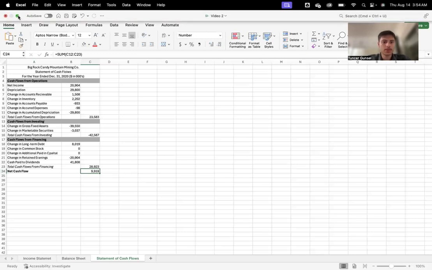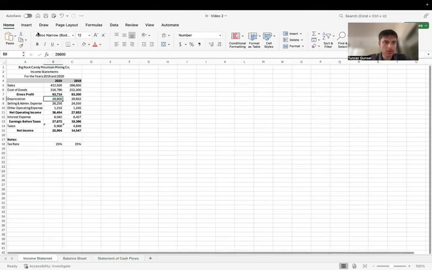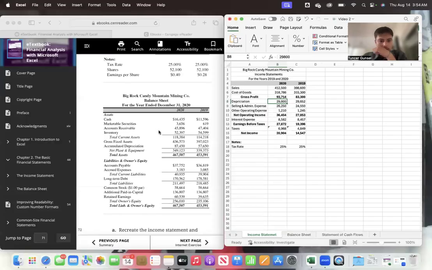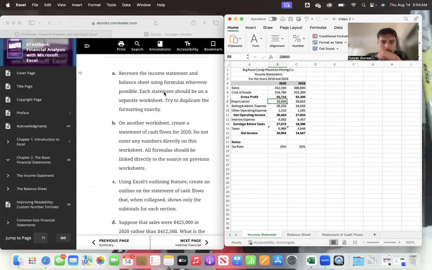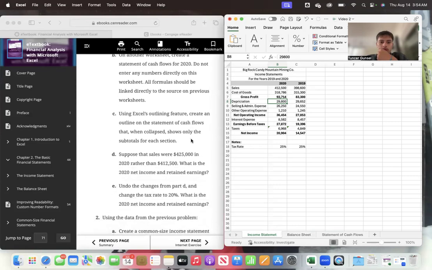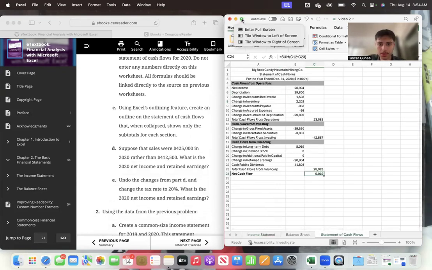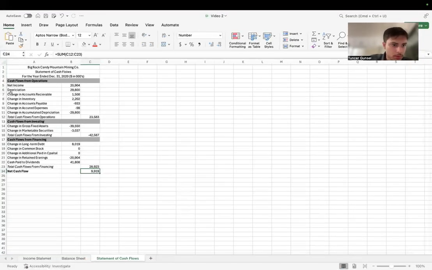Okay, let's see. So next, okay, we created the income statement and the balance sheet. We did the statement of cash flow. Okay, so we're going to create an outline for the statement of cash flow. Sure.